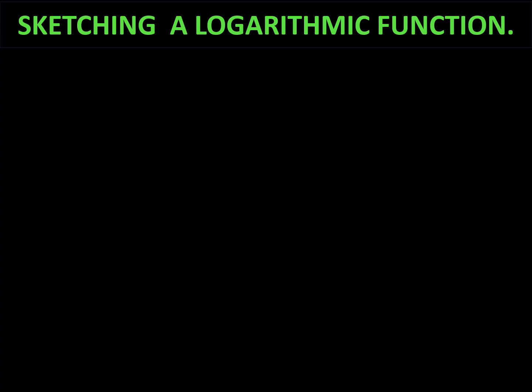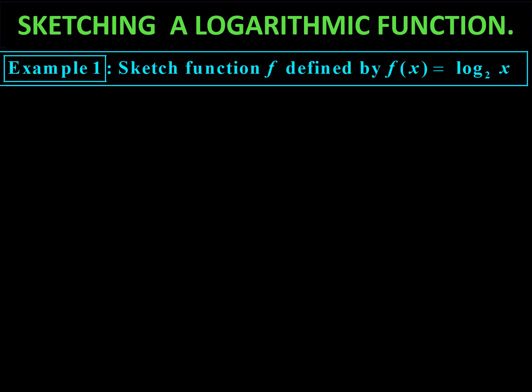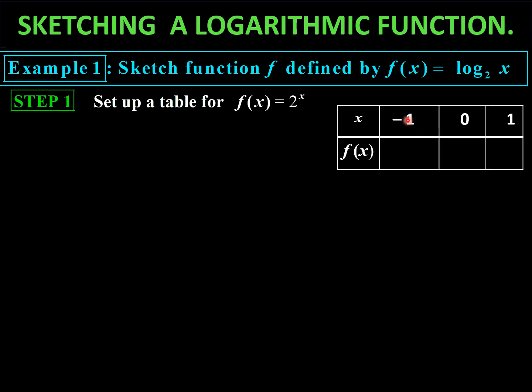Now we're going to look at how to sketch a logarithmic function. Let's take this example. Sketch the function f defined by f(x) equal to log base 2 of x. Now it's advisable to set up a table. Although you want to sketch the logarithmic, it is easier to set up a table for the exponential. And to set up an exponential table, we always make use of the most important numbers in mathematics, which are 0 and 1. And we also use negative 1. If you use these three values, you can always draw a sketch of an exponential function.